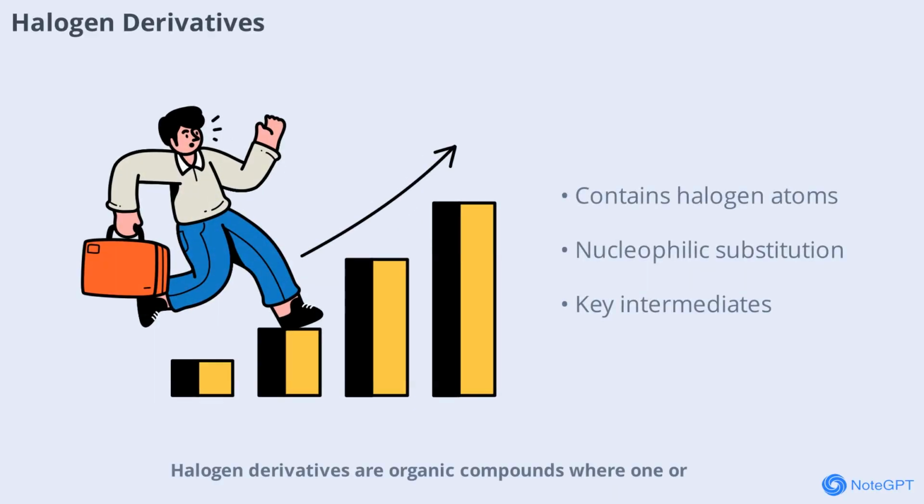Halogen derivatives are organic compounds where one or more hydrogen atoms are replaced by halogens F, Cl, Br, I. We'll discuss their classification, physical properties, and reactions such as nucleophilic substitution and elimination. These compounds are important intermediates in organic synthesis and pharmaceuticals.